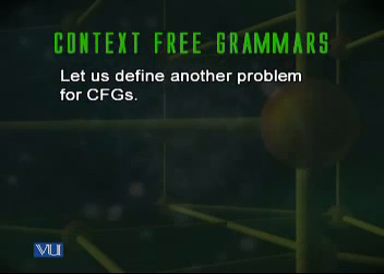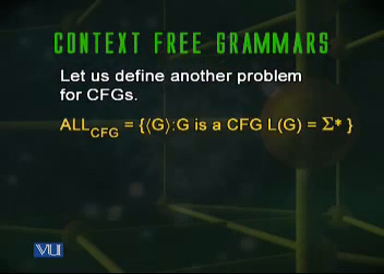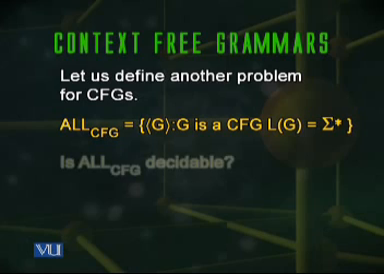Let's define another problem for context-free grammars which we call ALL CFG. And this consists of encodings of all grammars G such that G is a context-free grammar and the language of G is all of sigma star. The question is, is ALL CFG decidable or not? So, you will be given a grammar G and you have to decide if it's possible to generate all possible strings in sigma star from this grammar, whether this grammar generates all possible strings.